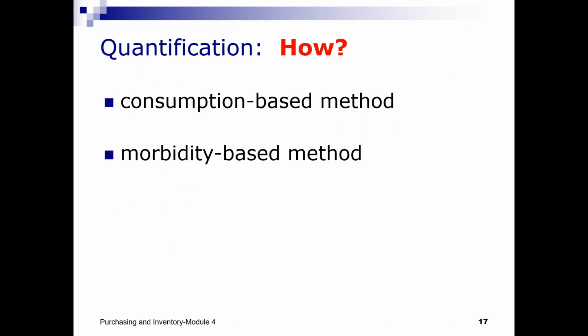And there's sort of two broad concepts in how to quantify your supplies. One is consumption based, and that's what it sounds like. So based on what your existing use is. And the other one is morbidity based, so more of a theoretical basis for the prevalence of a certain disease in your area.